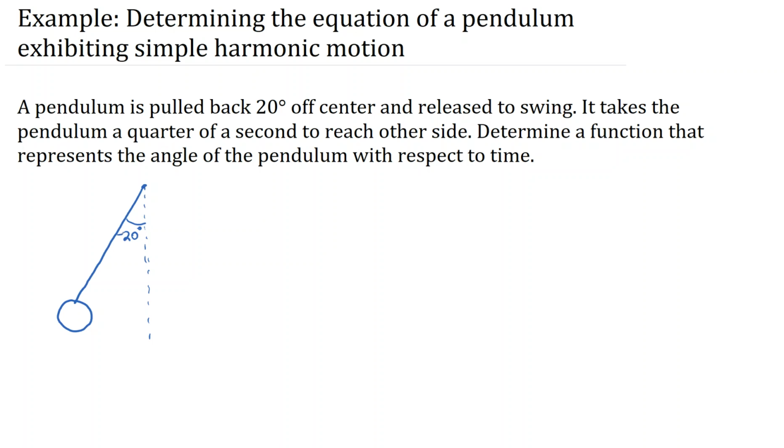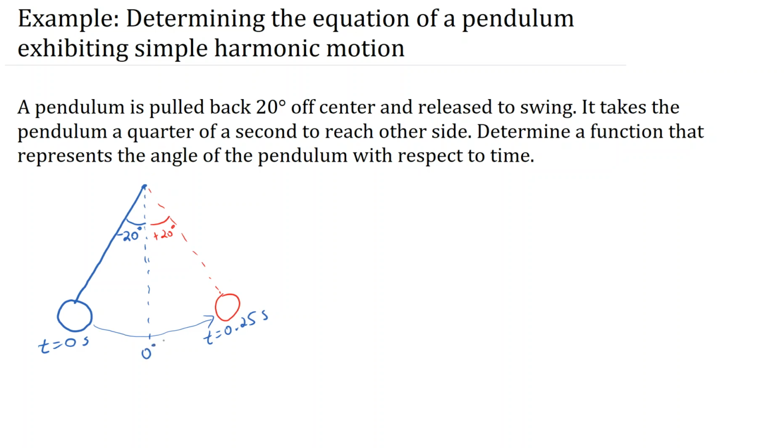And the idea is, this is at time 0, it's right here, and it's released to swing. The clock starts ticking, and it takes a quarter of a second to reach the other side. So 0.25 seconds to reach the other side. Okay? Let's draw it maybe like this. When it reaches the other side, that would be positive 20 degrees. And of course, right in the middle here at center would be 0 degrees.